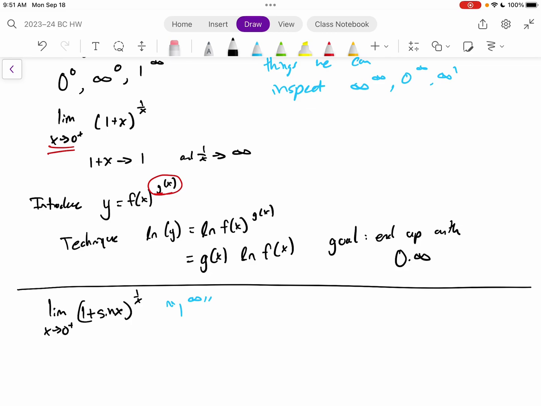Well, let's introduce our y now. We're going to say y is going to be equal to, not this limit, but the inside there. y is going to be equal to (1 plus sine x) to the 1 over x.